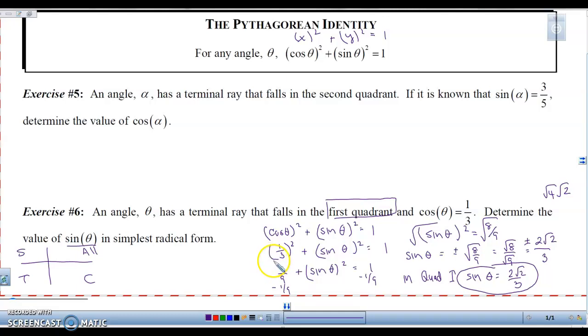So if you know your ASTC, you can use the Pythagorean theorem to figure out either sine or cosine, and then you have to decide whether it's positive or negative, depending on what quadrant the terminal side of the angle falls in. Okay, so that's the end of the notes for today.